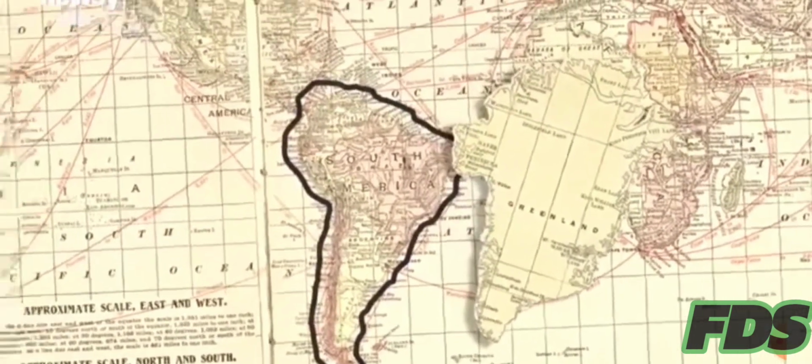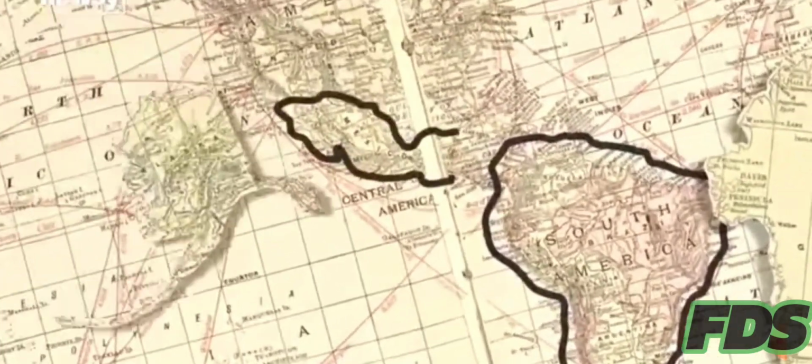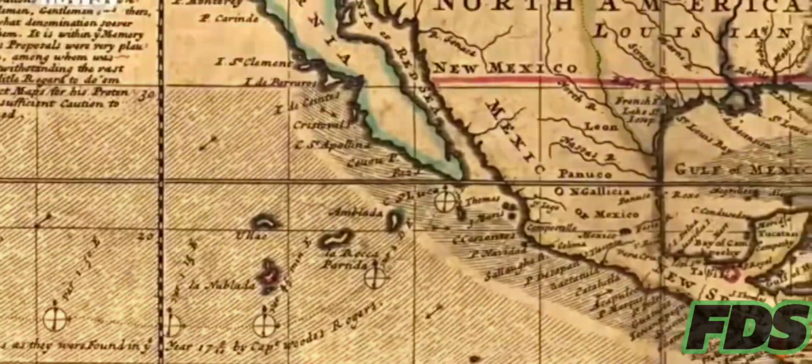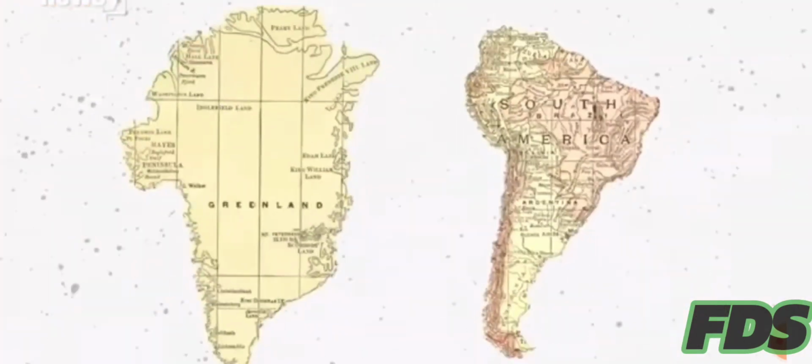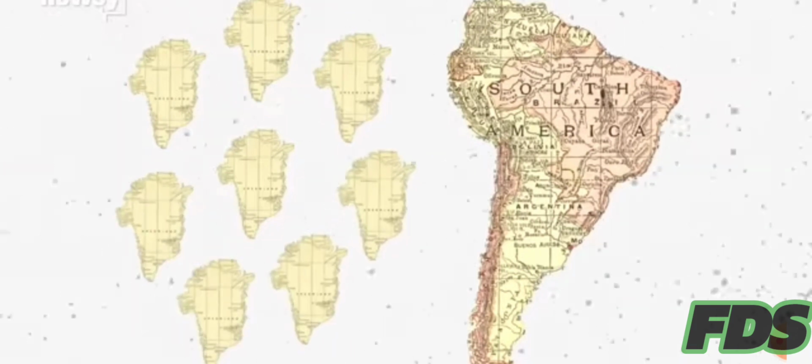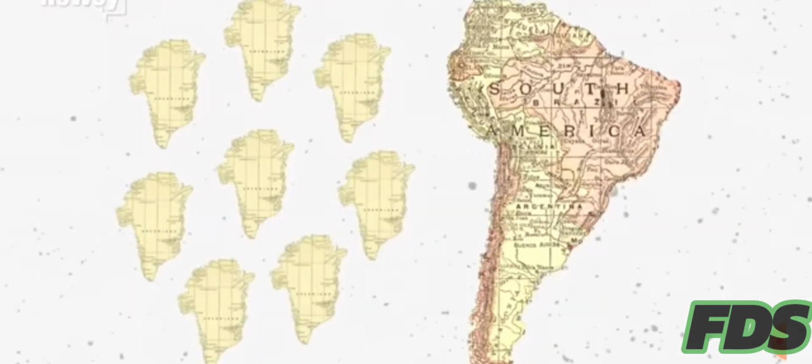The same thing happens with Alaska. The state looks bigger than the entire country of Mexico. The farther land is from the equator on a Mercator map, the more stretched out it looks. In reality, South America is 8 times the size of Greenland, and Mexico is actually bigger than Alaska.